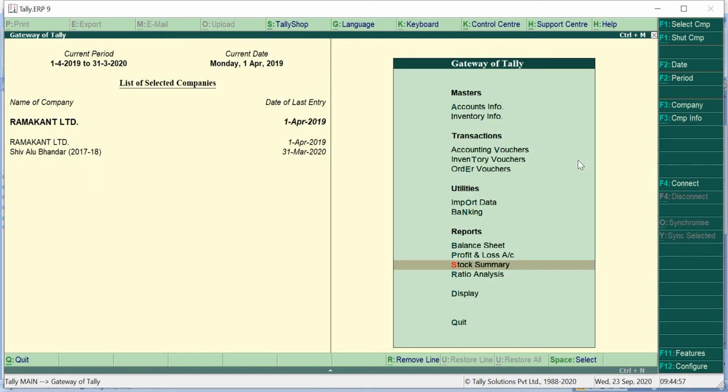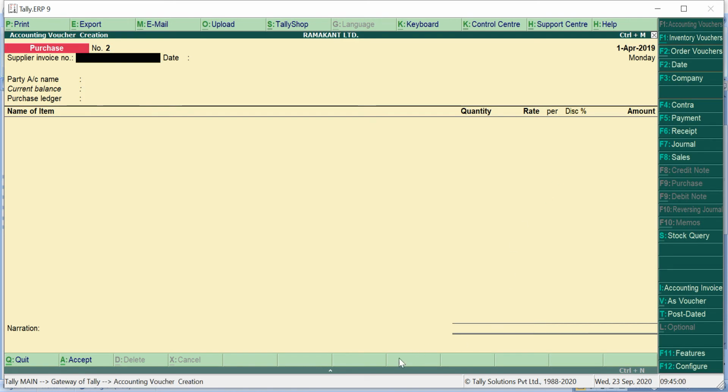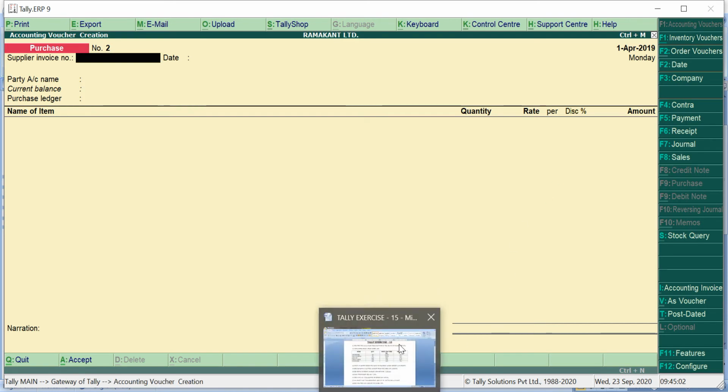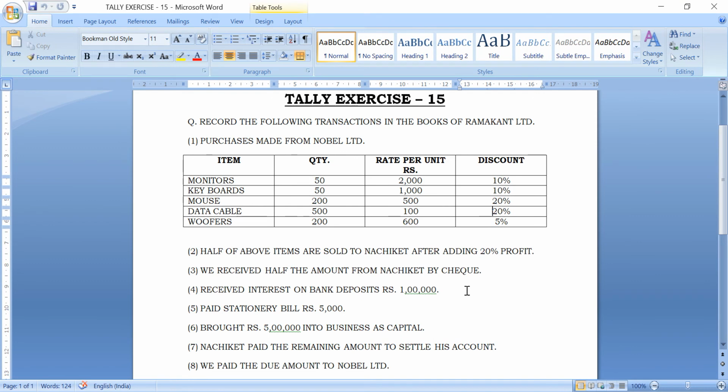Anyways, we are moving back to voucher entries. We have 10 transactions and we have so far entered the first transaction. The second transaction is also quite tricky. Half of the above items are sold to Nachiket after adding 20% profit. And that you have to calculate manually, 20% profit.